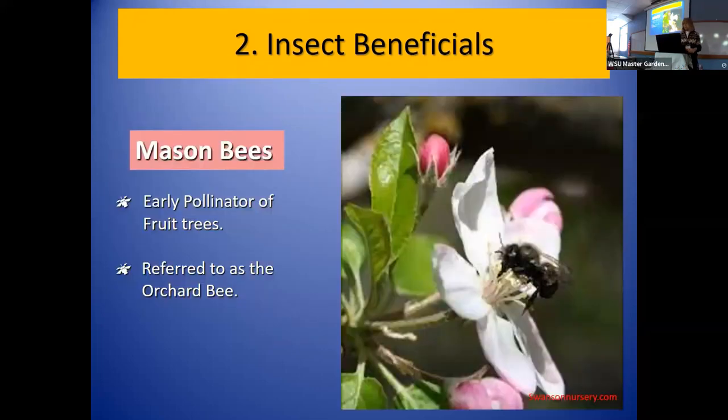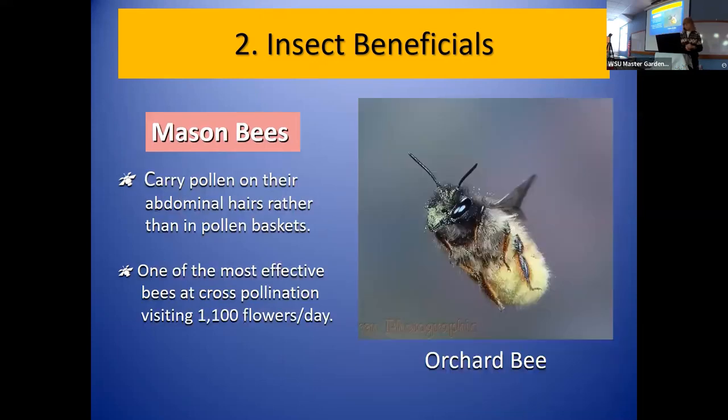So let's just take a look here. Let's start with pollinators. And of course, we're going to talk about mason bees. Mason bees are a really efficient bee at pollinating your fruit trees. They're an early bee, and they tend to emerge around the same time that your blossoms appear. Because of this, they are often referred to as the orchard bee.